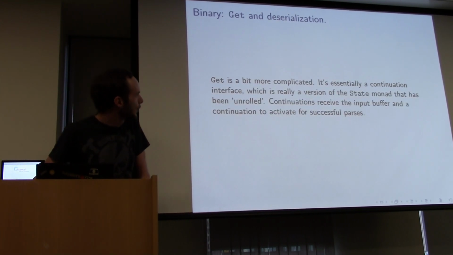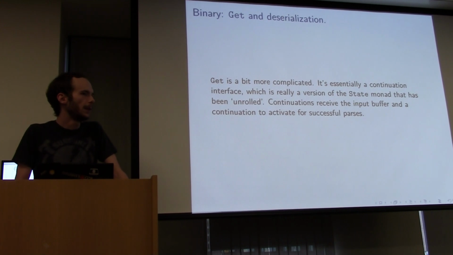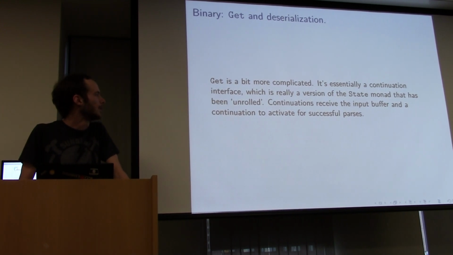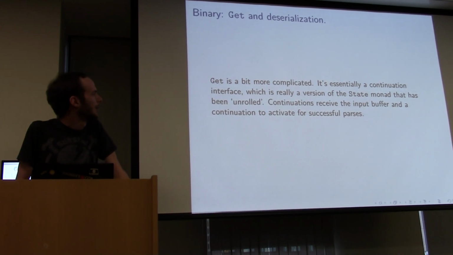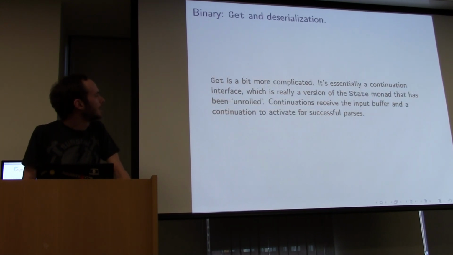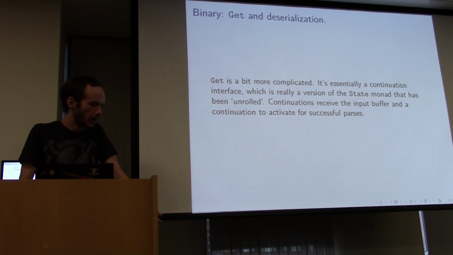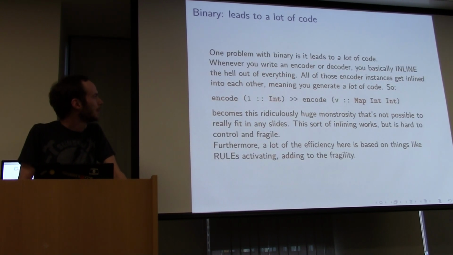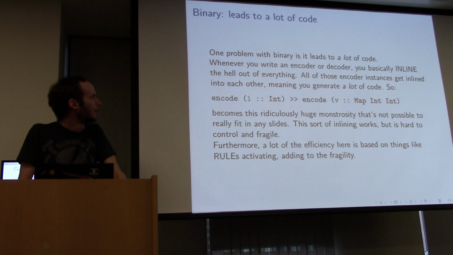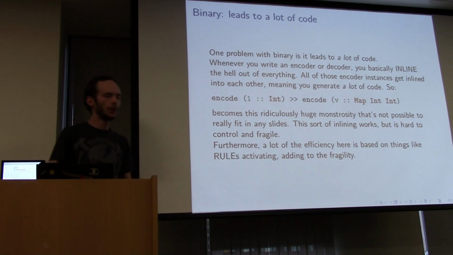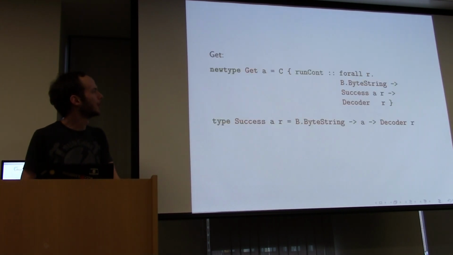Yeah, and as I said, get is this unrolled continuation interface that gets unwieldy to implement if you don't have a high tolerance for pain, or maybe that's the only reason you'd implement it. And get and put are okay, but they have some problems, and get especially has a lot of problems. So one of them is that these interfaces lead to a lot of code, right? Think about whenever you have a binary value. We just saw this whole continuation interface up here, right?